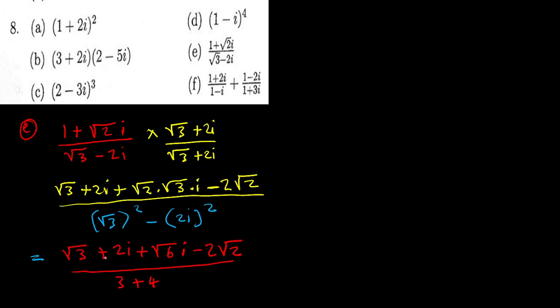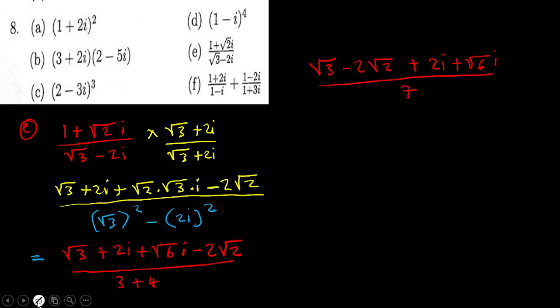So from here, you can simply collect like terms, but in this case, your like terms will be the one with imaginary number and the one without any imaginary number. So there you're going to have square root 3 and then minus 2 square root 2, which are making up the real side. And then the imaginary side is having 2i plus square root 6i, like that. Then over, you know, 3 plus 4, it's simply 7.